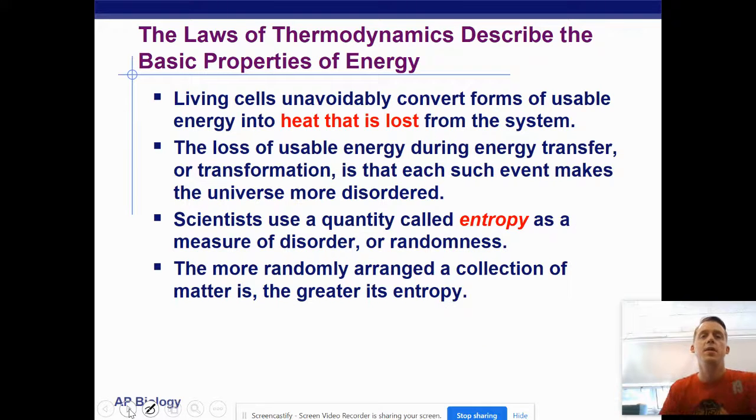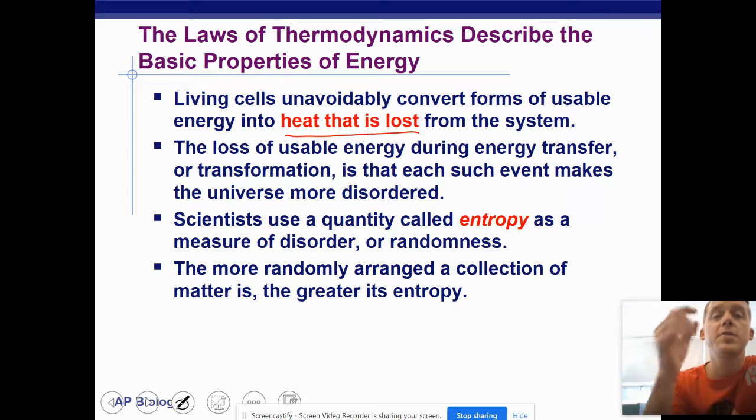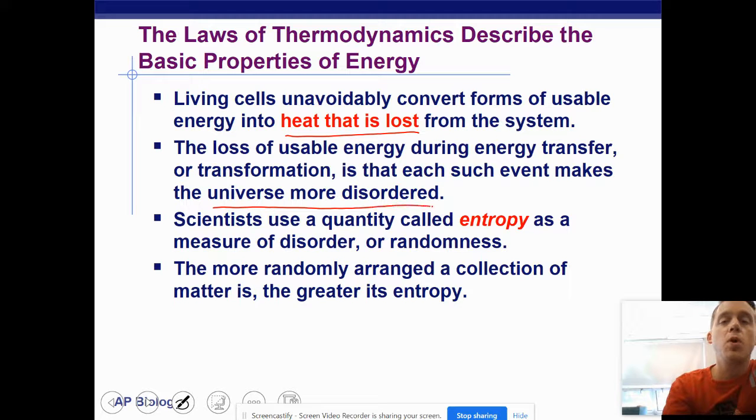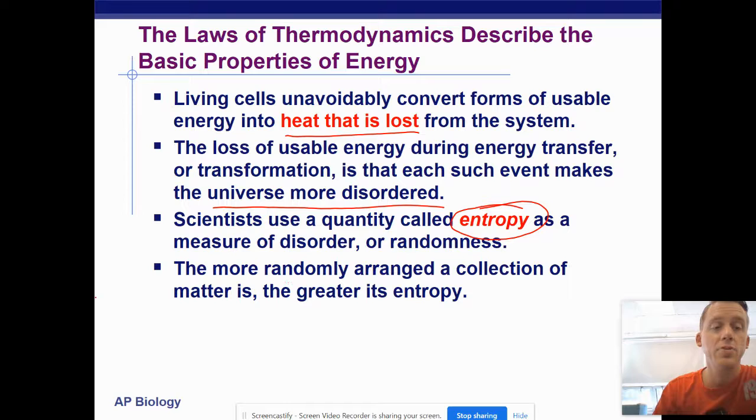So living cells unavoidably convert forms of usable energy into heat that is lost from the system. The loss of usable energy during each energy transfer basically will make the universe more disordered. It will make the universe less ordered. Scientists use a quantity called entropy as a measure of disorder or randomness. The more randomly arranged a collection of matter is, the greater the entropy.